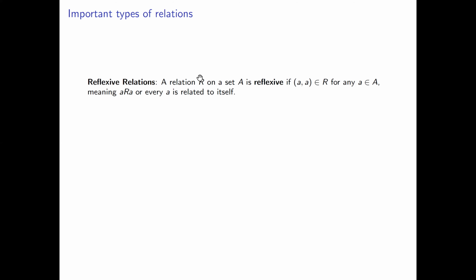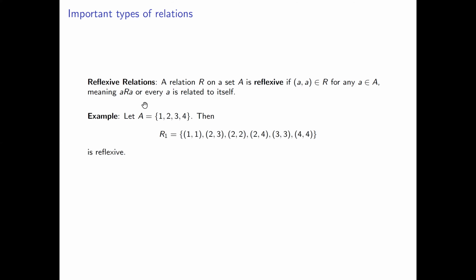So the first important type of relation is something called a reflexive relation. This seems maybe a sort of redundant or trivial definition, but we'll see examples that indicate you need to define this, basically because mathematically relations can be very abstract and lots of weird things can happen. So a relation, let's say we have a relation R on a set A, is said to be reflexive if the ordered pair that contains A twice is in R for any element of the set, meaning every element of the set is related to itself.